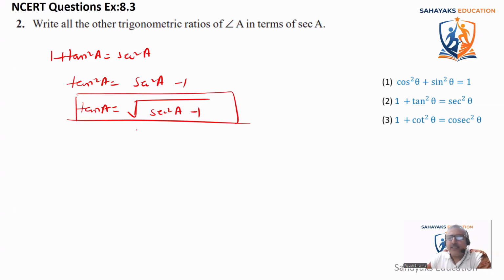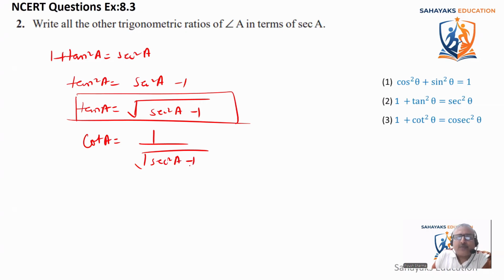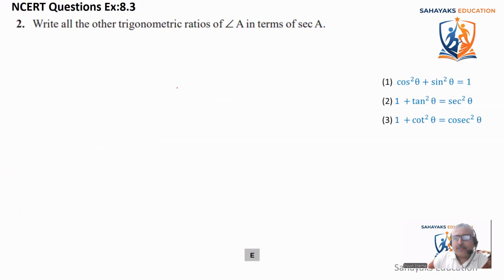So we have written sine, cos, and tan. In a similar manner, we can write the others. So if I have to write cot, I'll just say cot A is equal to 1 divided by square root of sec square A minus 1. So cot A is also done. Because we know the inverse, we have done sine, cos, and tan. When we have done these three, the other three are their inverses. So we can convert all six in terms of sec A.